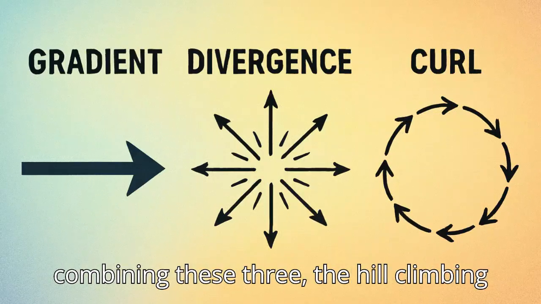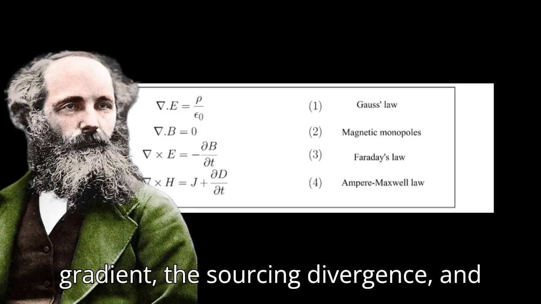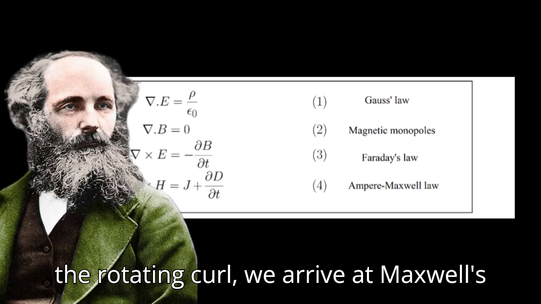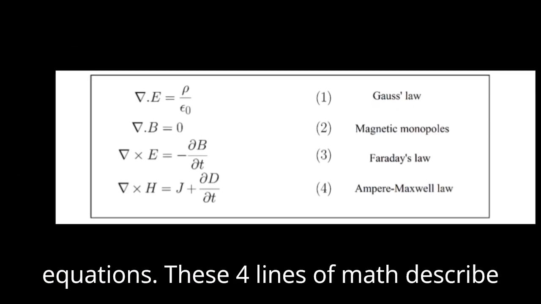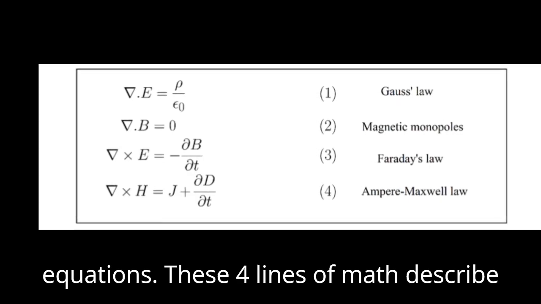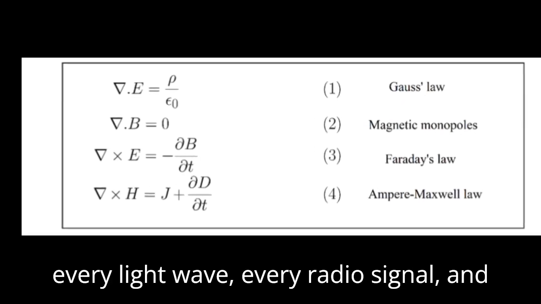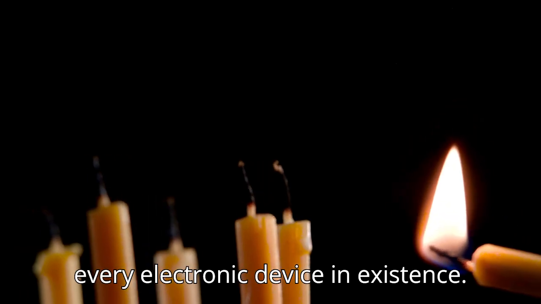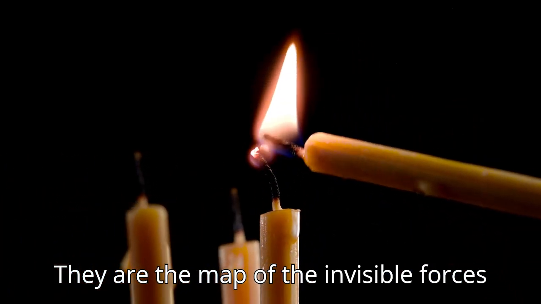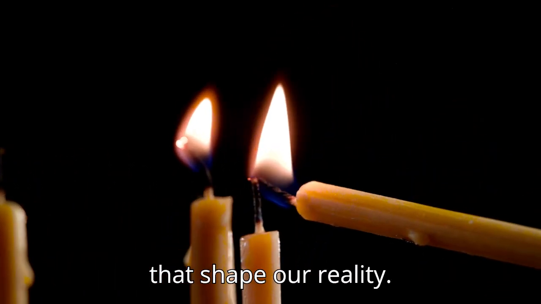By combining these three, the hill-climbing gradient, the sourcing divergence, and the rotating curl, we arrive at Maxwell's equations. These four lines of math describe every light wave, every radio signal, and every electronic device in existence. They are the map of the invisible forces that shape our reality.